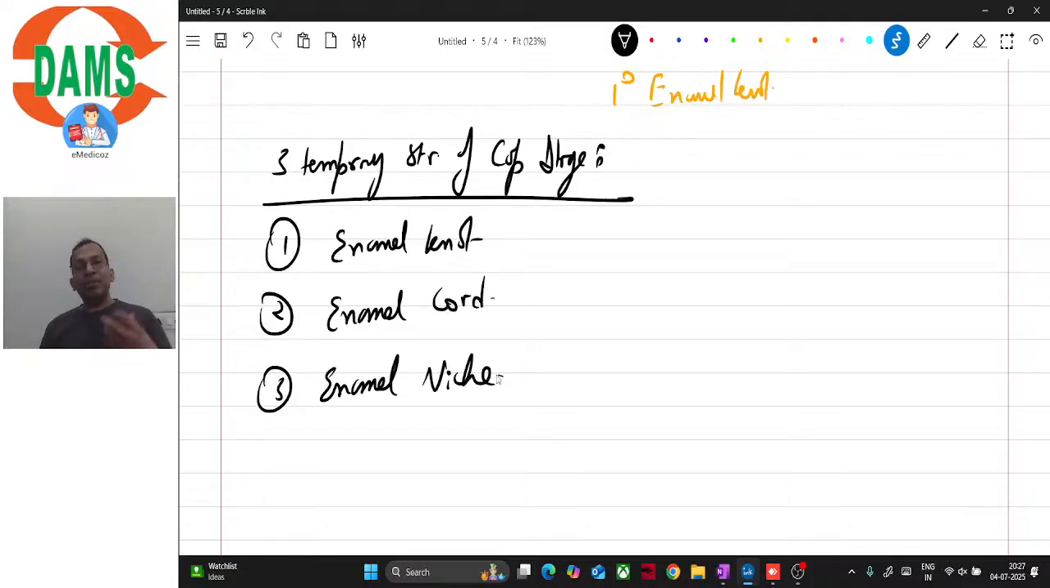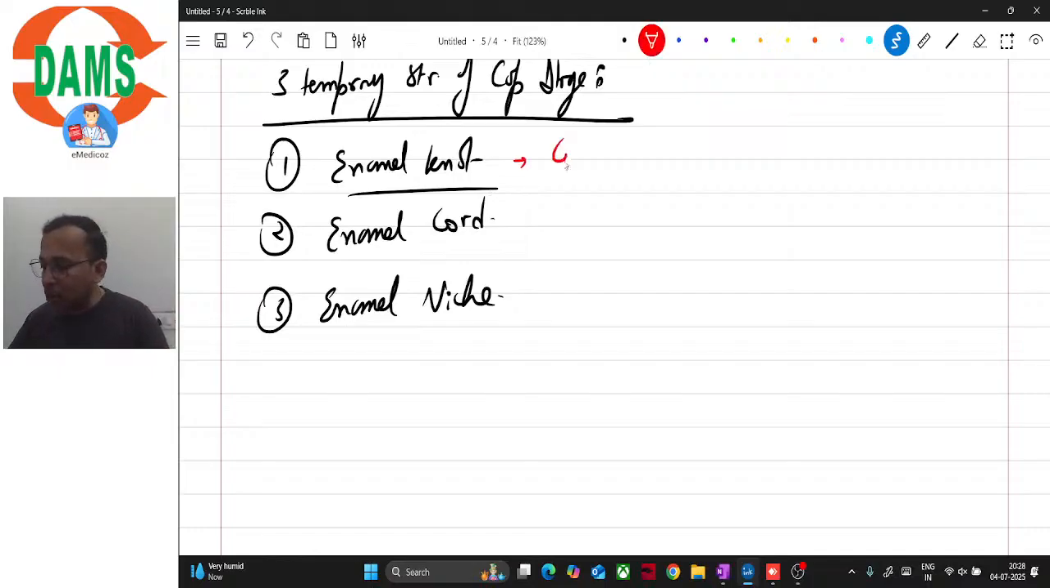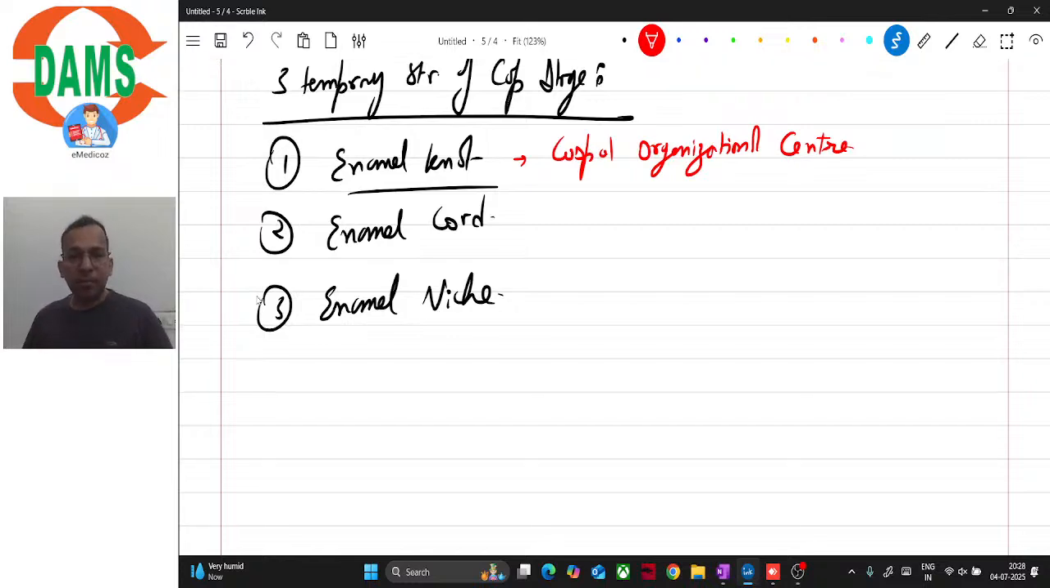As we have seen during the transition of bud to cap stage, the enamel knot or the primary enamel knot appears at the end of the bud stage. So this enamel knot isn't actually a transitory or temporary structure, right? Traditionally we say it is a temporary structure, but now we have realized that it is not. In fact, it is a very important structure. It is often called the cuspal organizational center. It helps in establishing the morphology of the cusp by inhibiting mitosis, isn't it?